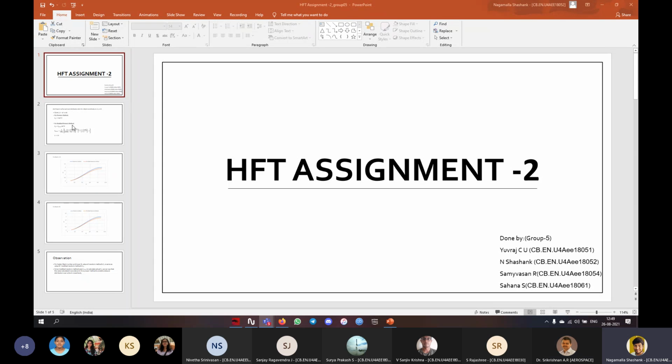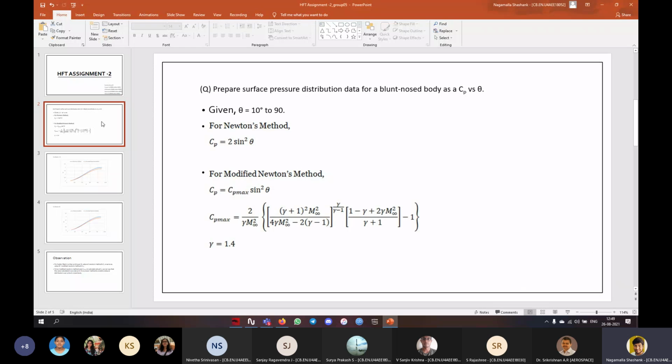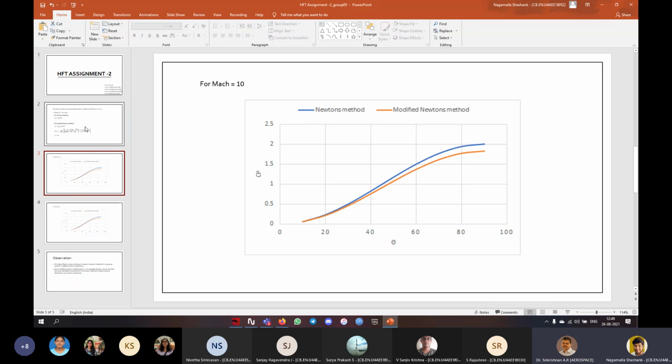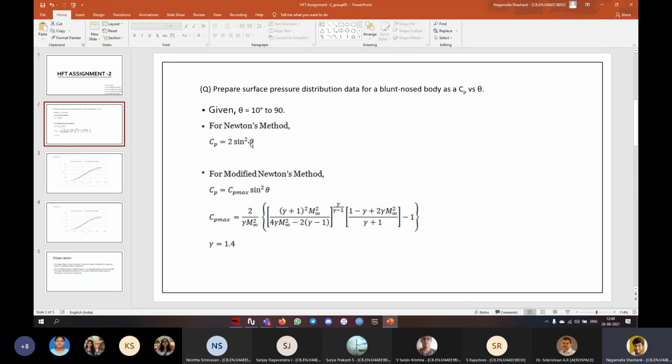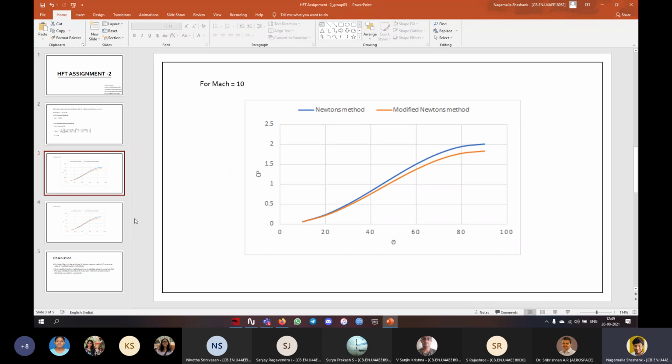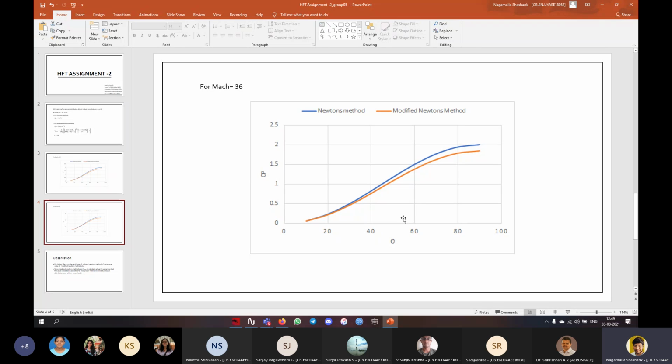So same like everyone, we were given the similar question, with Mach numbers of 10 and 36, and we've used the respective formulas for Newton's and modified Newton's method. Theta was varied from 10 degrees to 90 degrees, and the gamma value which we took was 1.4. These are the resulting graphs for Mach 10, where the blue line is Newton's method and orange is modified Newton's method, and for Mach 36 the same.